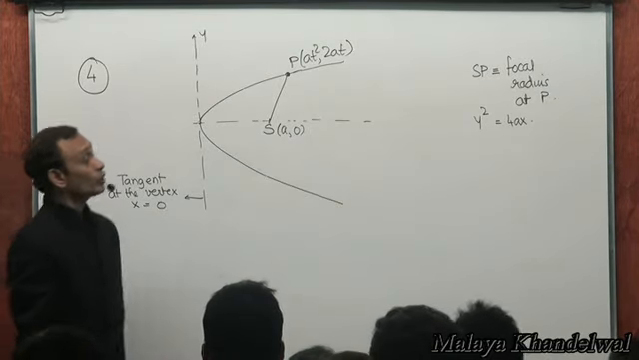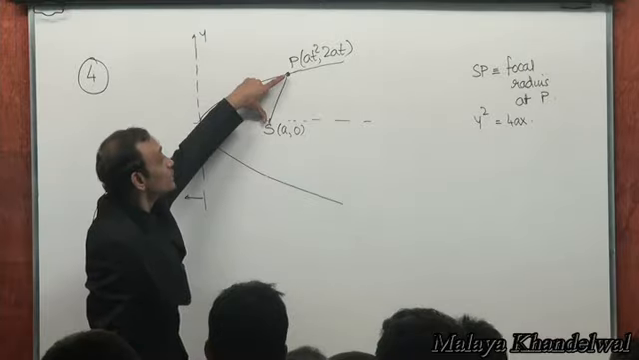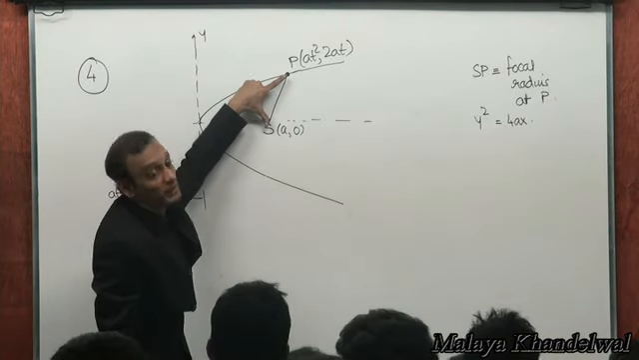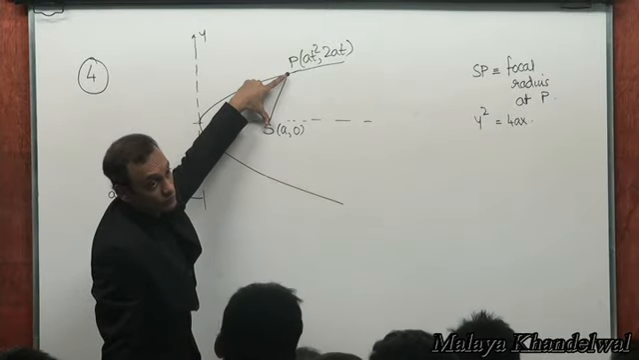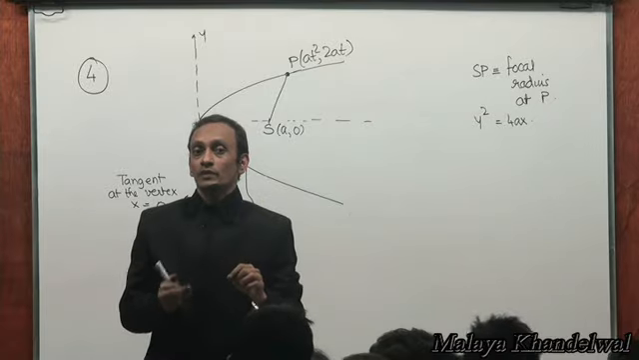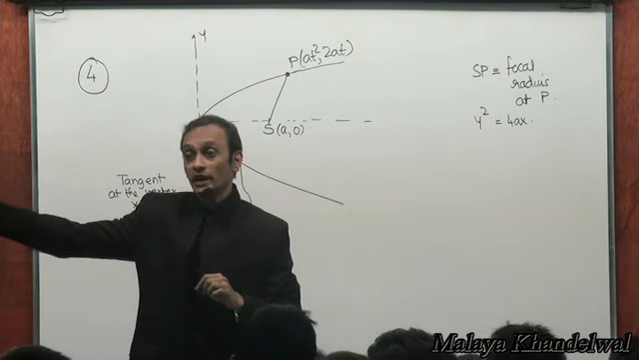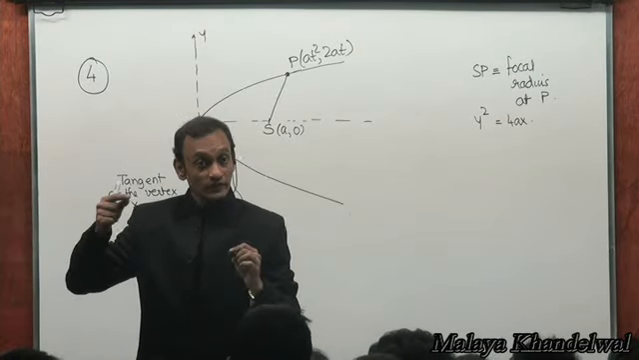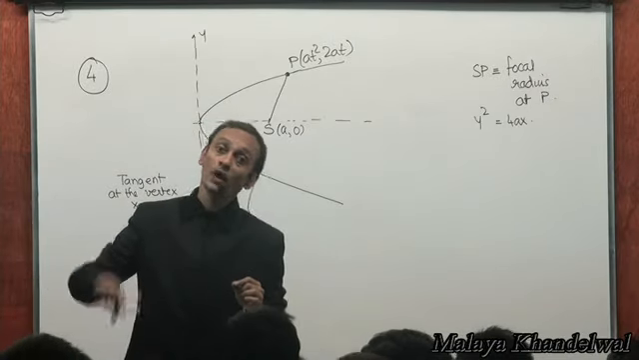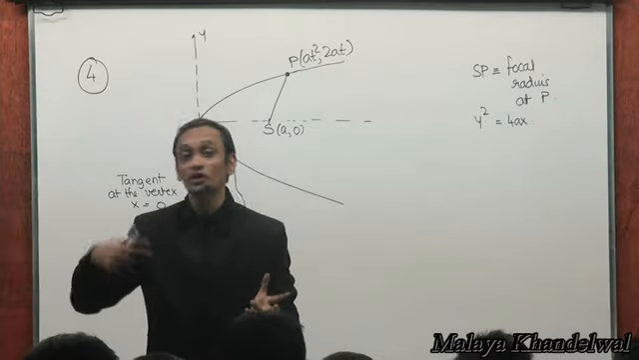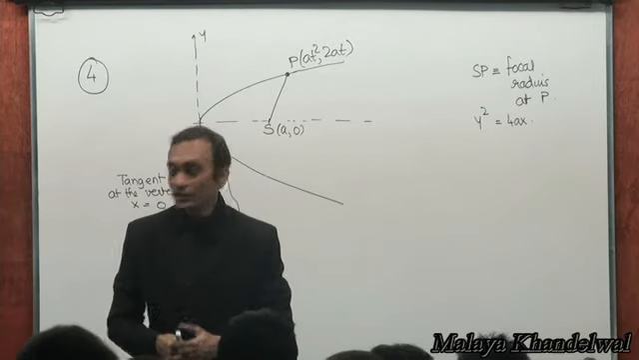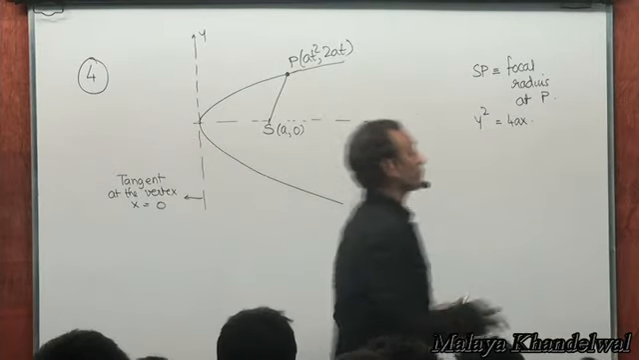Now, let me draw a circle with this focal radius being the diameter. If a circle is drawn with diameter (x1, y1) and (x2, y2), then (x minus x1) into (x minus x2) plus (y minus y1) into (y minus y2) equal to 0 would be the equation of the circle with diameter (x1, y1), (x2, y2), right?